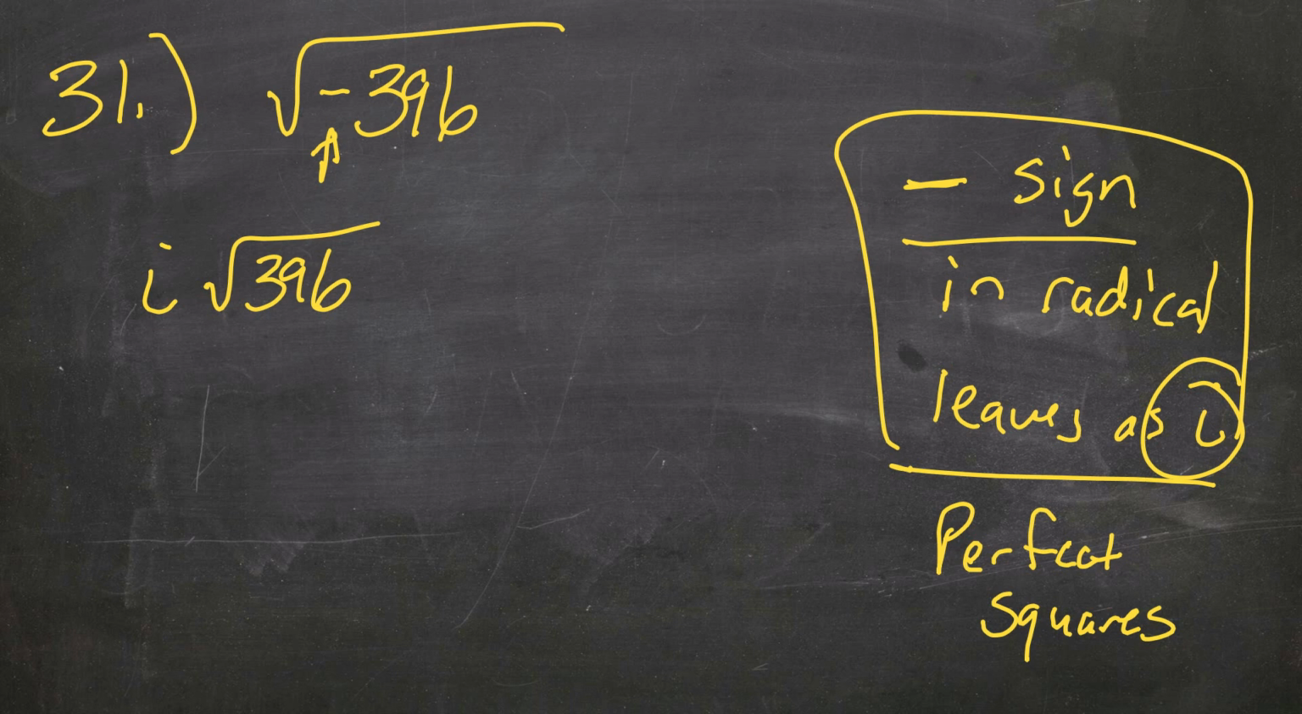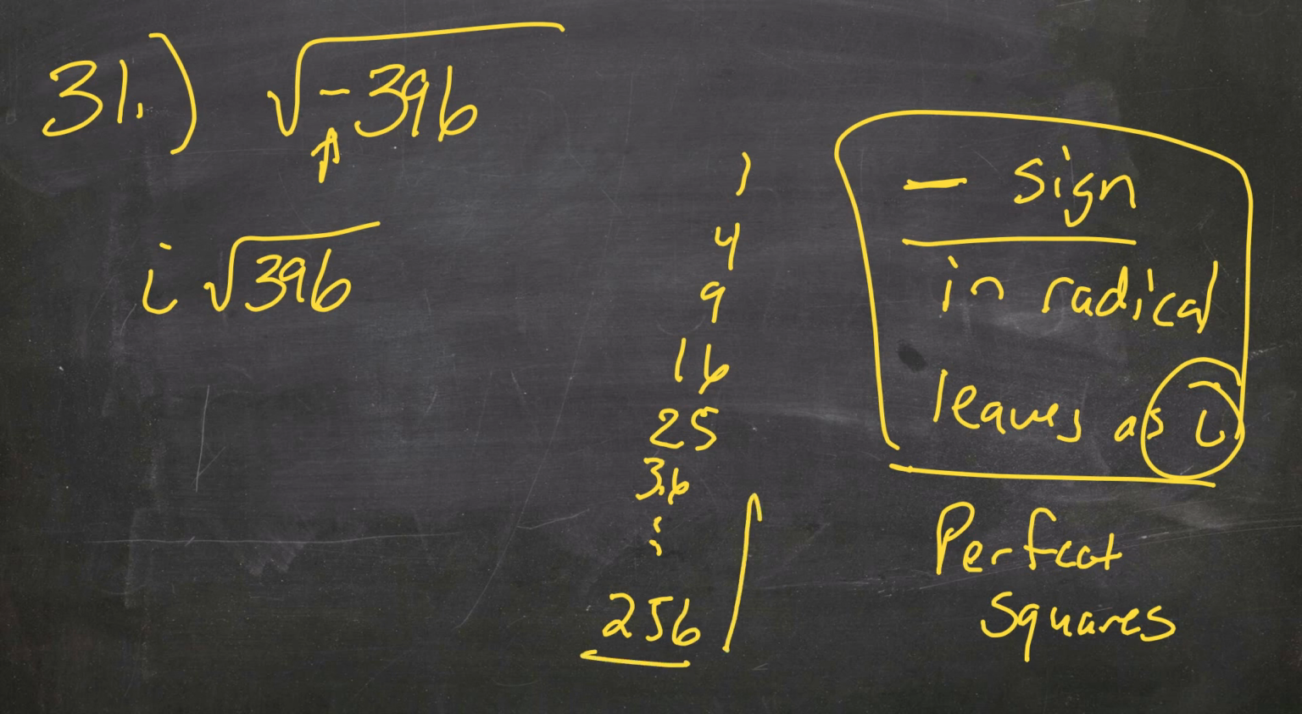Now I'm looking for perfect squares that go into 396. 1, 4, 9, 16, 25, 36, all the way down to 256. I start at the bottom and I work my way up. And as I do this, I find out that 396 is broken down into 36 and 11.